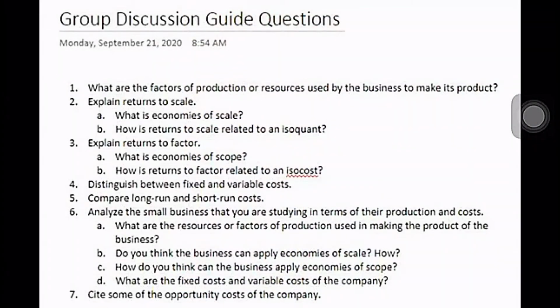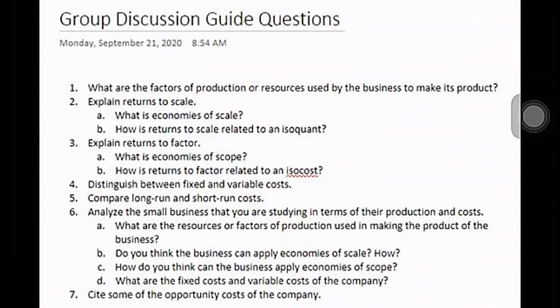Number 3. Explain returns to factor. Returns to factors is also called factor productivities. Productivity means the ratio of the output to the input. Returns to factors also refers to the output or return generated as a result of a change in one or more factors while keeping other factors unchanged. The change of productivity can be measured using 3 terms. First is the total productivity, second is the average productivity, and the last one is the marginal productivity.